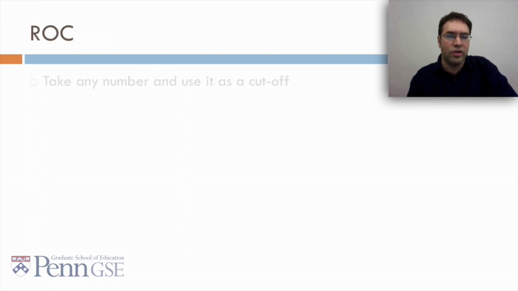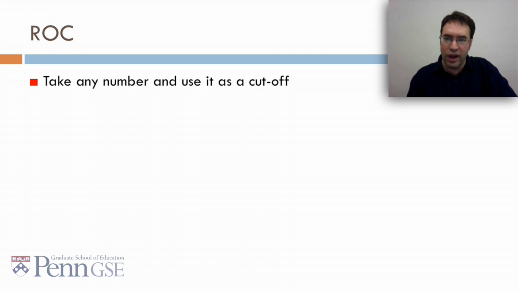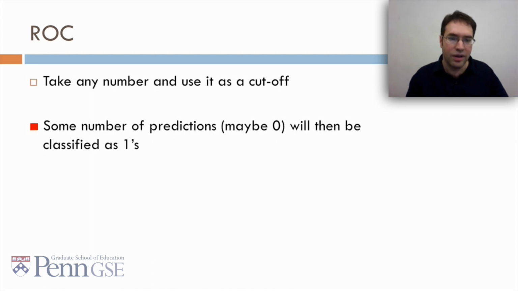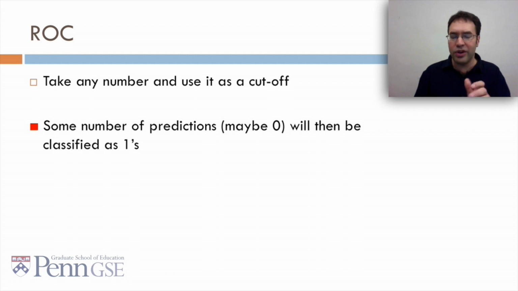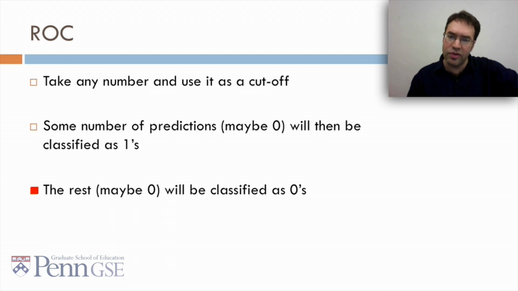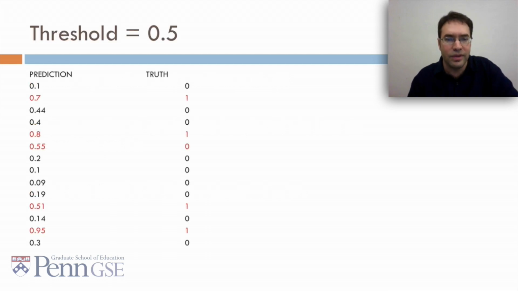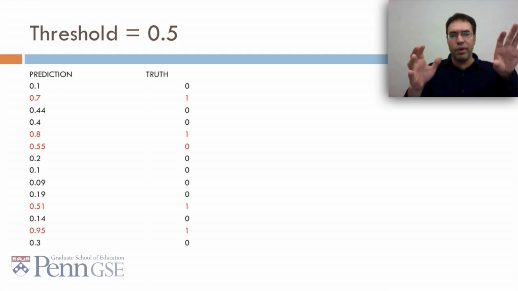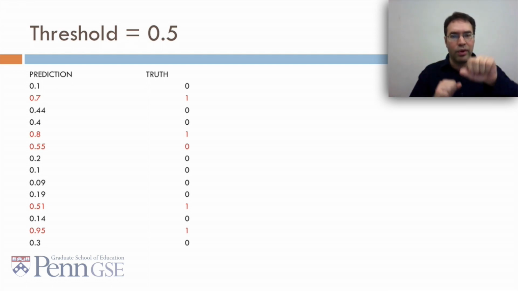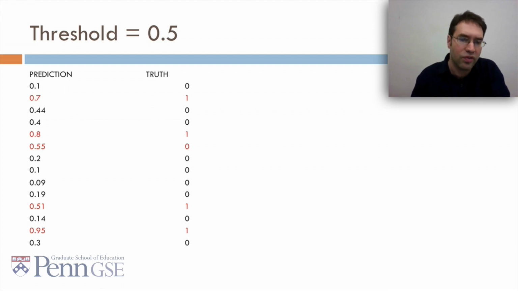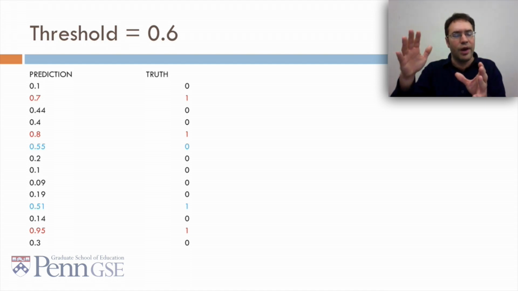And with an ROC curve, what you do is you take any number, actually you take every number, and use it as a cutoff. Whatever number you choose, some number of predictions, maybe 0, is then going to be classified as 1s, and the rest, again maybe 0, will be classified as 0s. So let's say we take a case where the threshold is 0.5. In that case, 0.7, 0.8, 0.55, 0.51, and 0.95 are going to be classified as 1. You'll notice that that's actually correct in 4 of those cases, but it's wrong in the case of 0.55 where the truth was 0. So if we say our threshold is 0.6, then two of them flip.